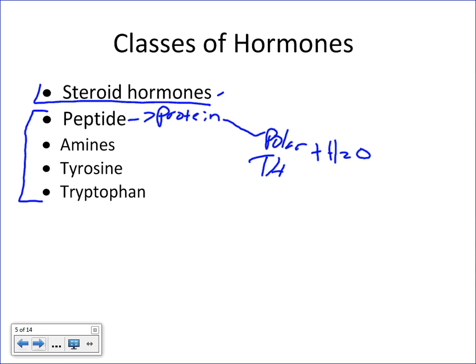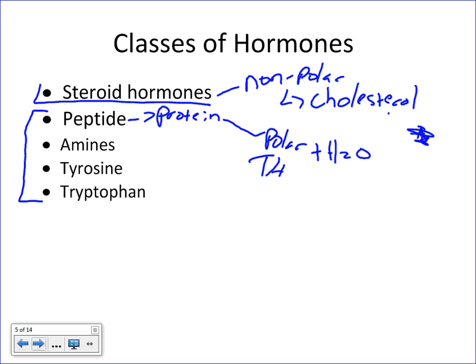Whereas steroid hormones are non-polar, because steroid hormones are basically derivatives of cholesterol. And by now you know that cholesterol is a fat. Cholesterol is a fat, and you know how well fats and water mix. Cholesterol is a non-polar molecule, water is polar. They don't chemically get along. And that affects how these hormones circulate through the blood and how they interact with their target cells as well.